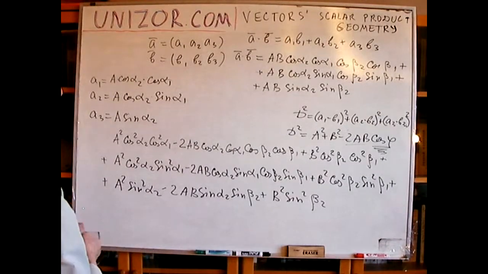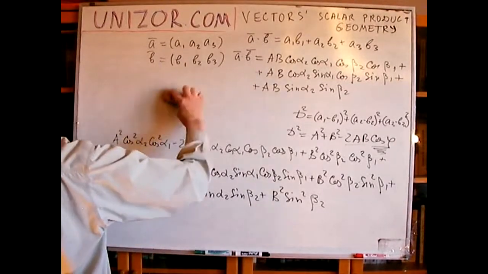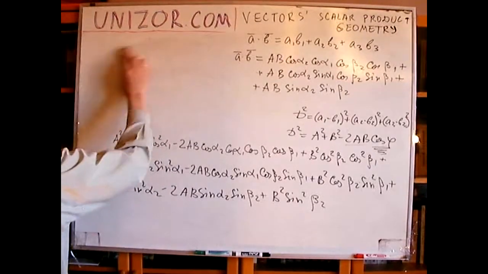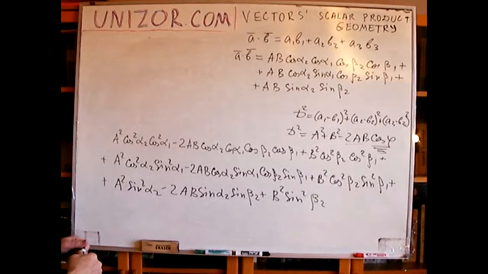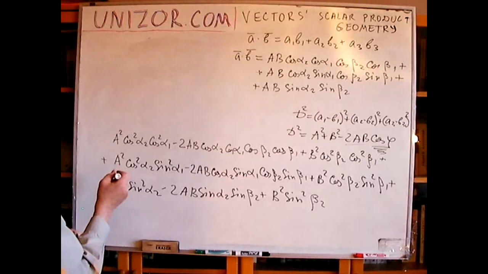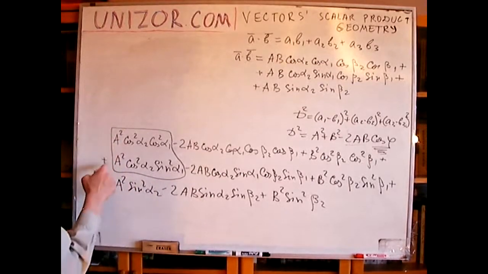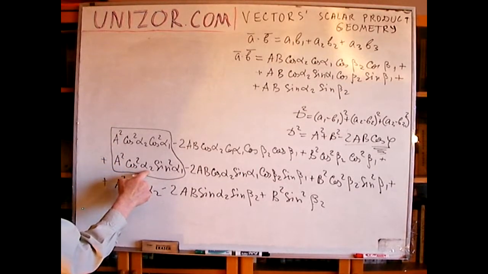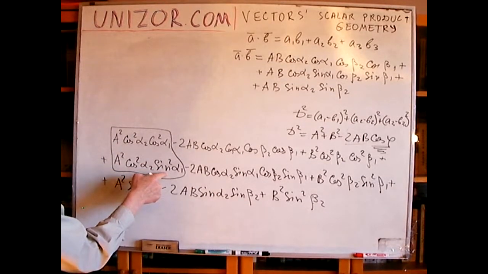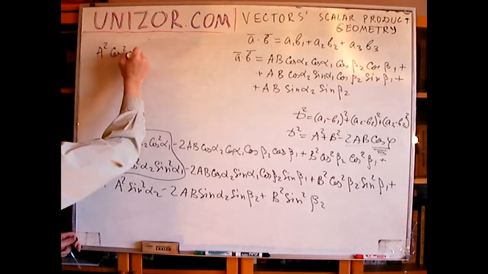Okay, now let's think about what this is. All right, now how can we simplify it? Well, very easy actually. Look at this. A squared cosine squared alpha 2 times cosine squared of alpha 1 plus sine squared. So that's A squared cosine squared alpha 2, right?